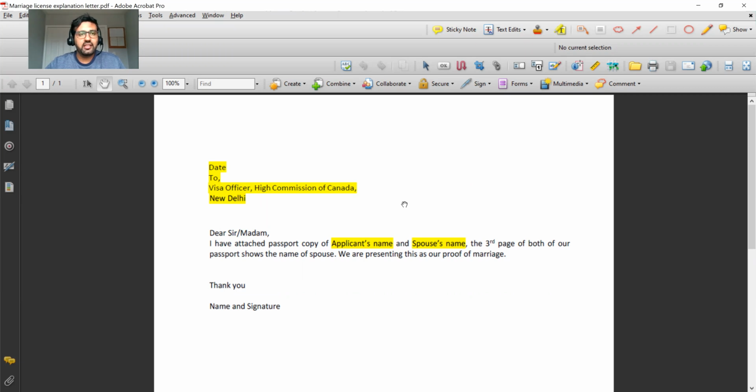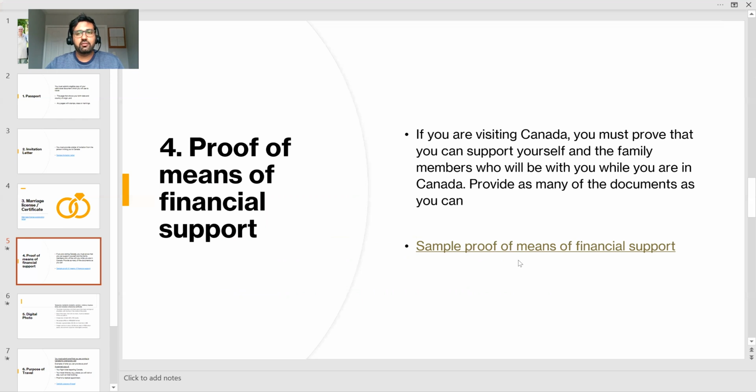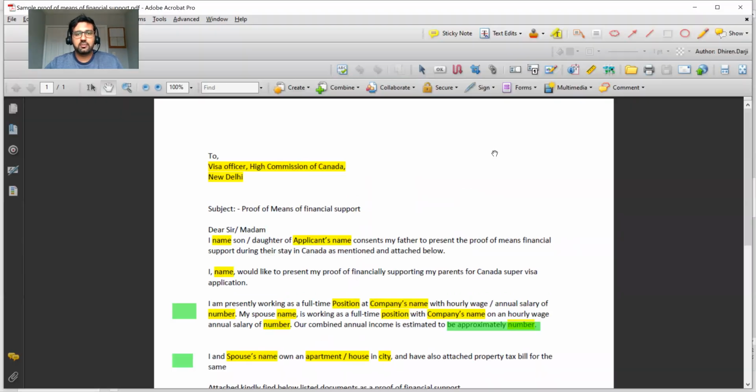Moving forward, proof of means of financial support. Let me share my sample prepared proof of means of financial support.